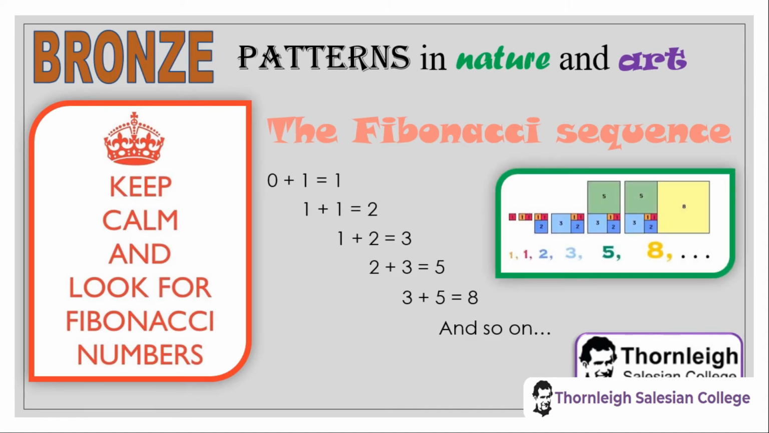Here you can see how the Fibonacci sequence is used in maths, and in particular in geometry. So here we have perfect squares that are formed to make the golden rectangle.